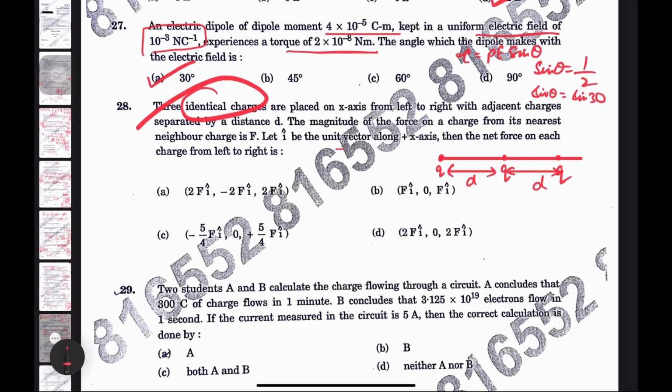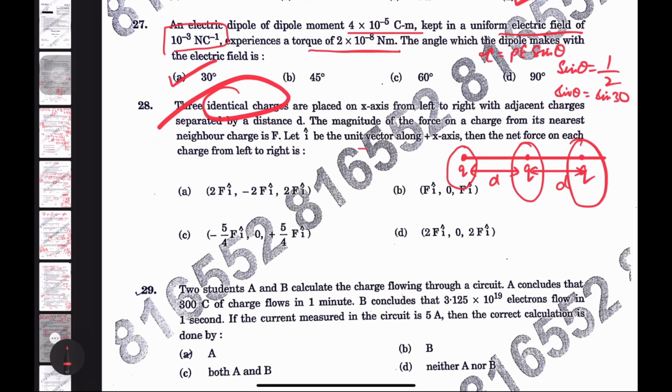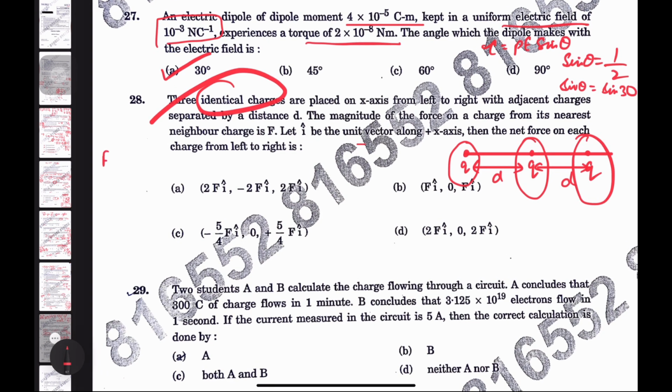Let i be the unit vector along the x-axis. Then we have to find the net force on each charge from left to right: the magnitude of force on this charge, on this charge, and on the third charge. The first charge experiences a force of repulsion due to the second charge, force on 1 due to 2, and it also experiences a force of repulsion due to the third charge in this direction, force on first due to 3.